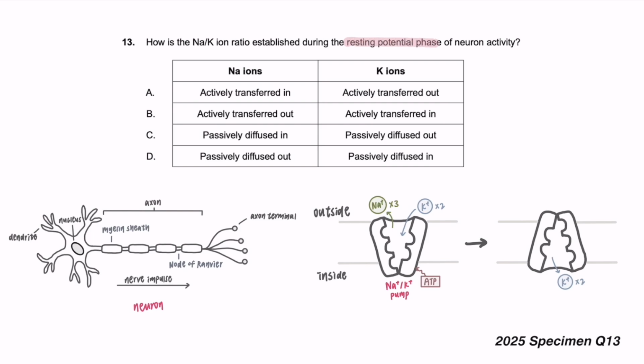During the resting potential phase, the sodium-potassium pump will actively transport 3 sodium ions out and transport 2 potassium ions in. This creates a relative positive charge outside the axon and relative negative charge inside.